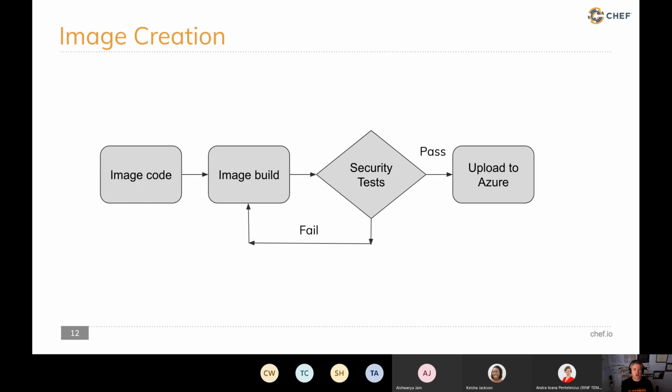Is the image created correctly? Does it have everything that it needs? If it does, we give it the thumbs up. We go ahead and seal the build and we upload it to Azure for consumption. If it doesn't, we fail the build and we fail out completely. We look at the results, we go back to our code, we make a code change to turn that test green, and we ship it through.